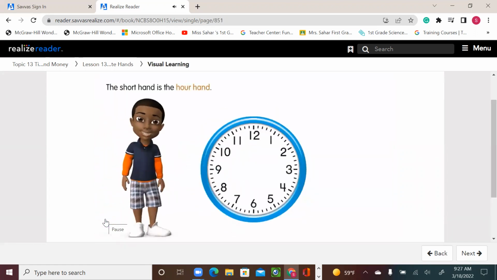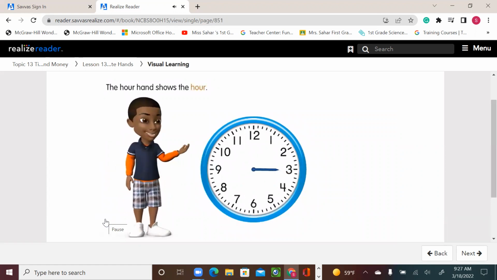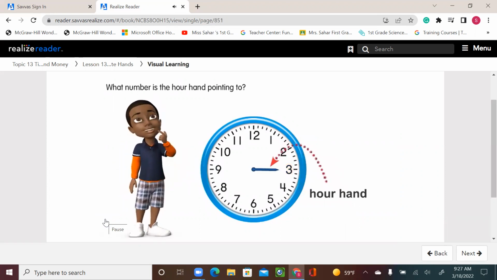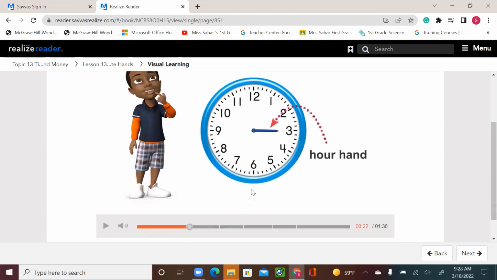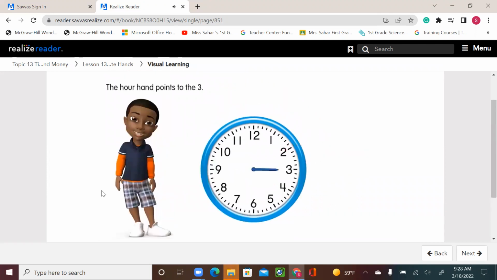The short hand is the hour hand. The hour hand shows the hour. What number is the hour hand pointing to? The hour hand is pointing to number 3. The hour hand points to the 3.